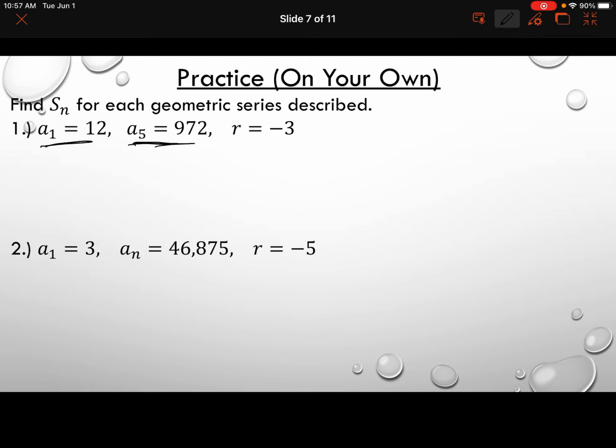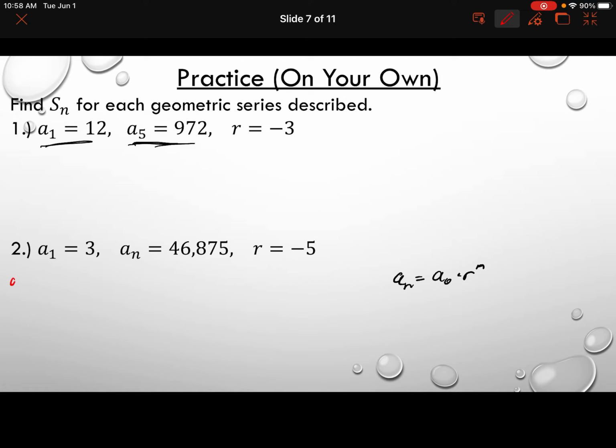For this one, you are not told how many terms you're doing. You're told that the last term is 46,875, but you don't know how many terms that is. So let's quickly calculate that using the information that's given. It's geometric because I tell you in the instructions that it's geometric, so we can set it up as a geometric. So a sub n is equal to a sub 0 times r to the n power. We know the first term is 3, and the common ratio is -5.